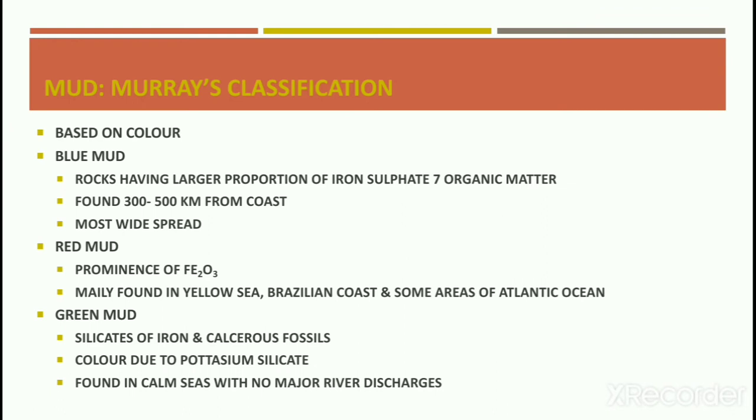The green mud is formed by the silicates of iron and calcareous fossils. It got its green color due to the presence of potassium silicate. It is found in areas where the coastal areas are generally hills and there are no major rivers of discharge. It is mostly found in calm seas. The green mud is generally found all along the Pacific and Atlantic coast of North America, Australia, Japan, South Africa, and South America.